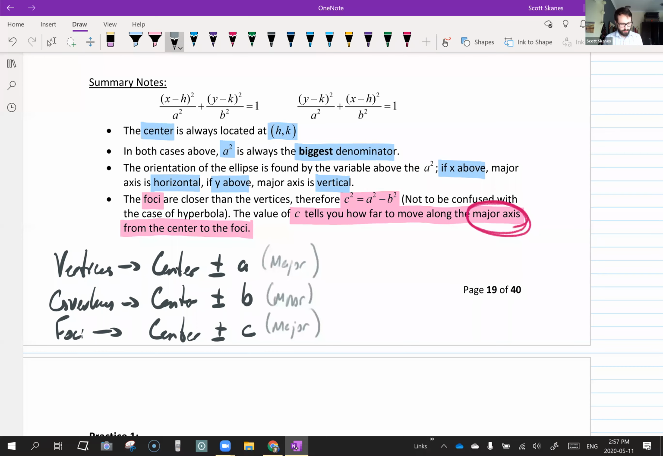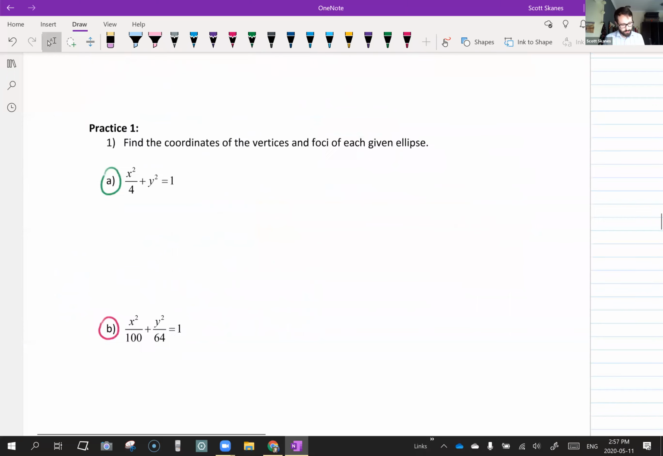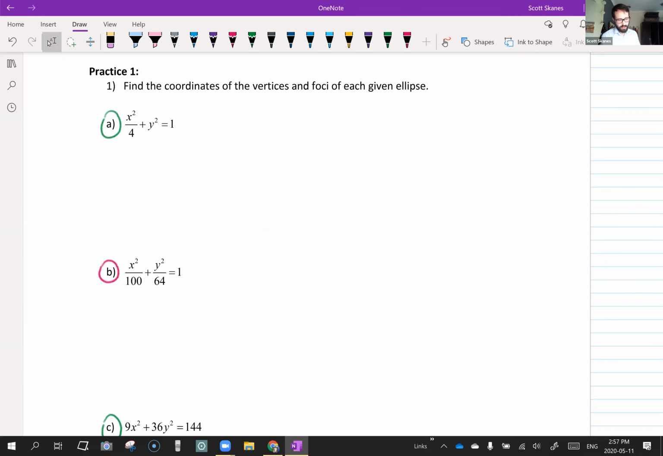Hopefully that's clear. You can always go back and take a picture of that, or look at it on the YouTube video, whatever you need. So let's do some practice. Find the coordinates of the vertices and the foci for each given ellipse. It doesn't ask for eccentricity here. If it did, we could give it. Vertices here actually means vertices and co-vertices, because they're both vertices, and then both foci.